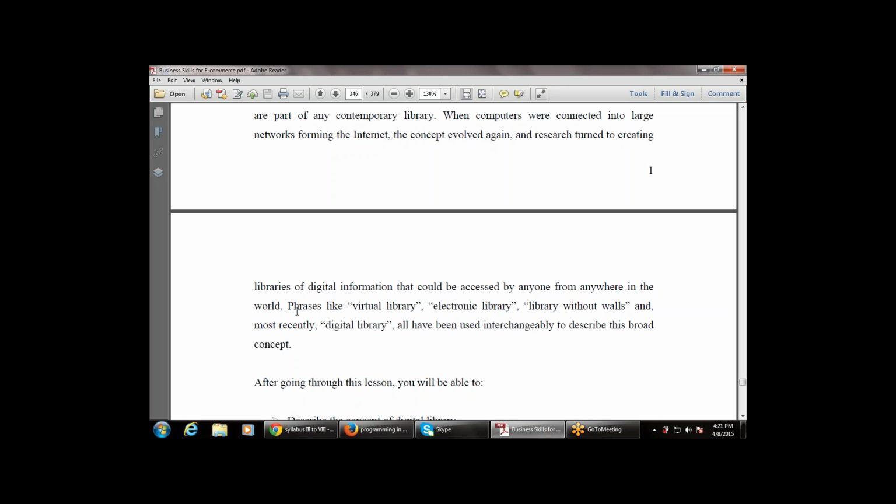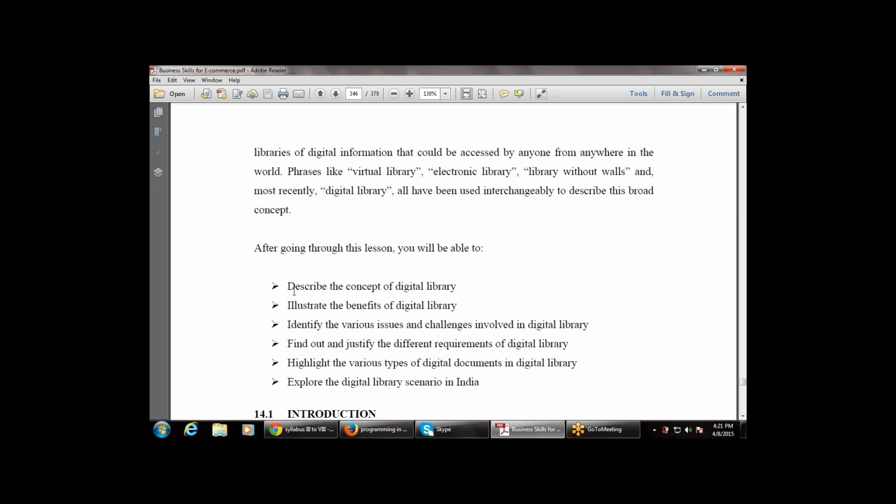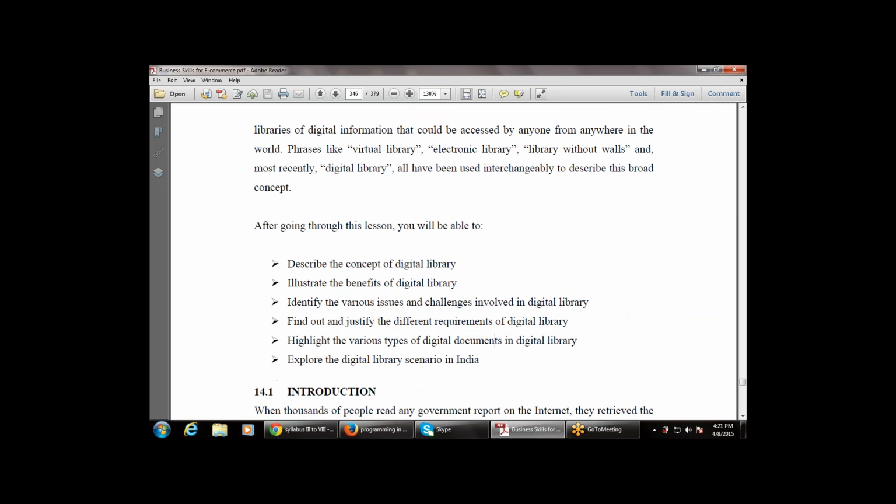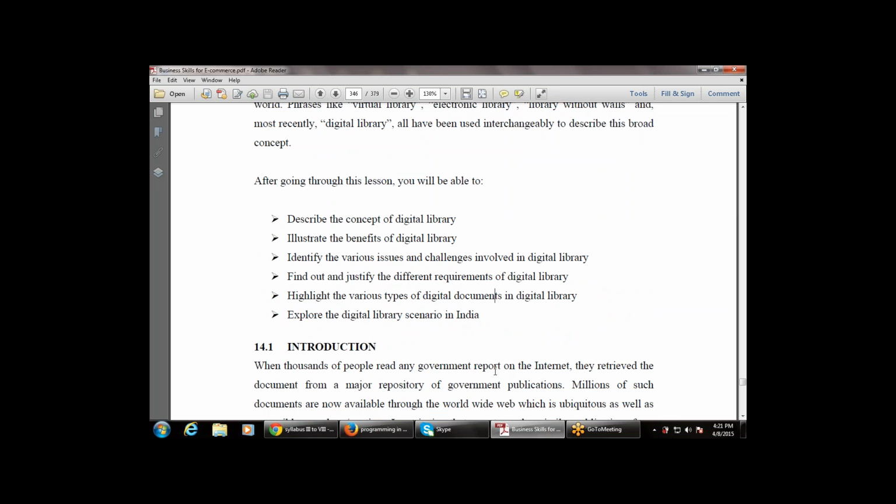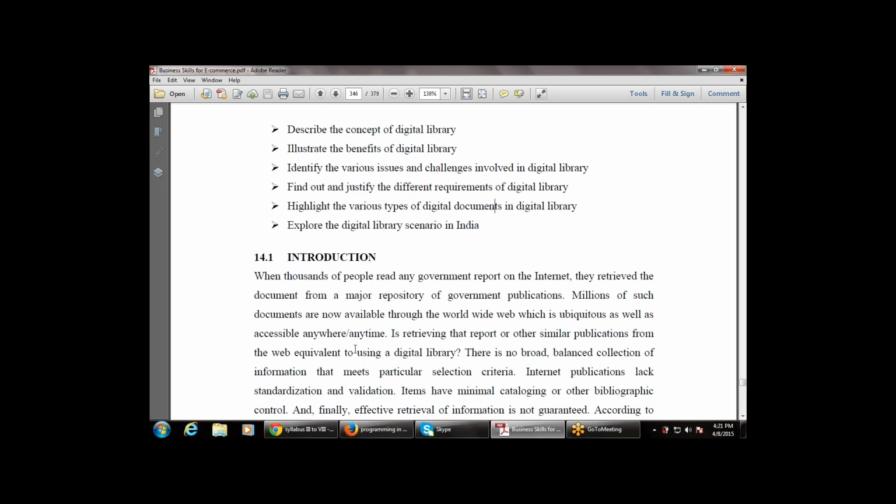We also know the digital library as the virtual library, electronic library, library without walls, and more recently digital library. We can call it by any of these names. After going through this lesson, you will be able to understand the concepts of digital library, its various benefits, issues and challenges, justify the various requirements of digital library, and explain various types of digital document libraries in India.